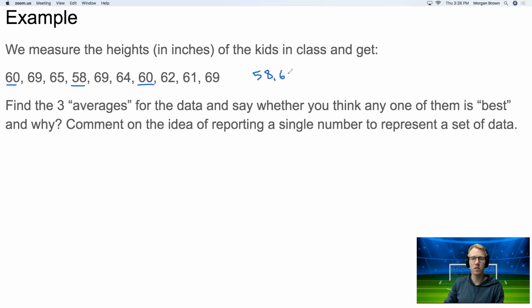So we'll go 60, 60. Then keep going. I got a 61 and then a 62. 61, 62, then I got a 64, then I've got a 65, then I've got a 69, 69, 69. So three of these at the end. That's 5'9", by the way.